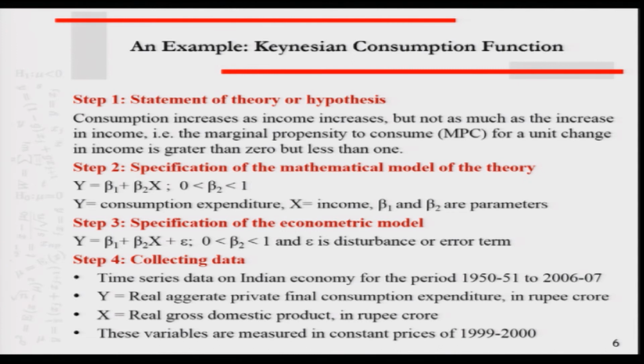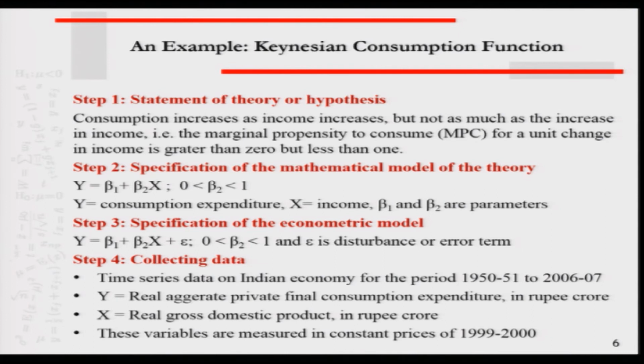Now we move on to step 2. Here we have to specify a mathematical model and write a mathematical equation from the theory, so that we can take it to real-life data for empirical validity. So, we write capital Y equals beta 1 plus beta 2 x, an equation of a straight line. Note that I am putting a range on my beta 2 coefficient, because that beta 2 coefficient is the marginal propensity to consume that I have already spoken about.